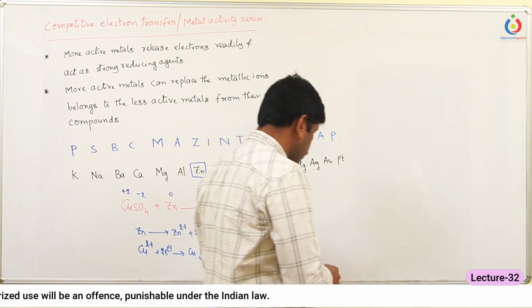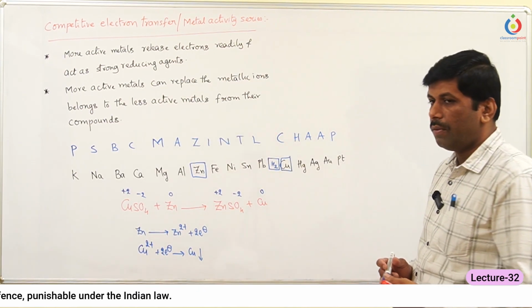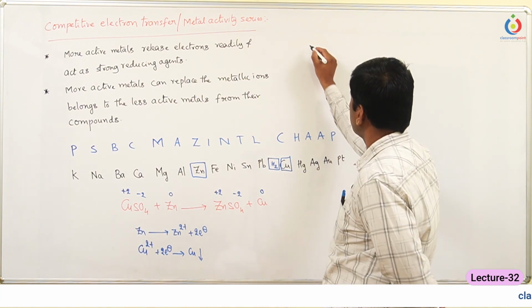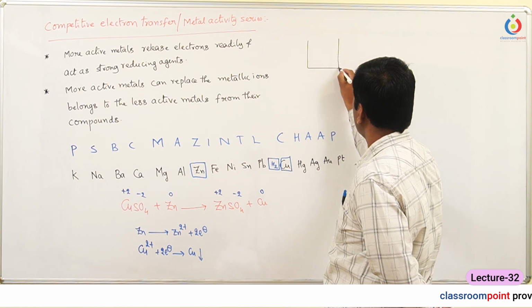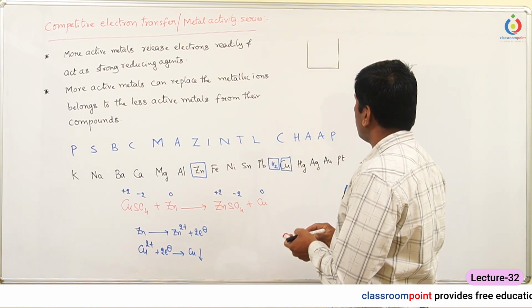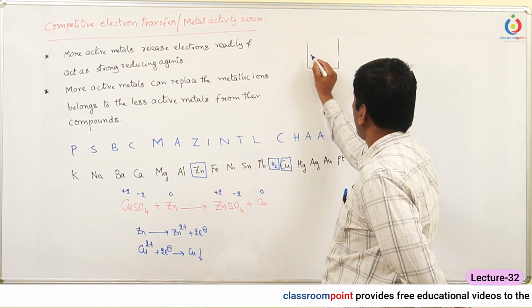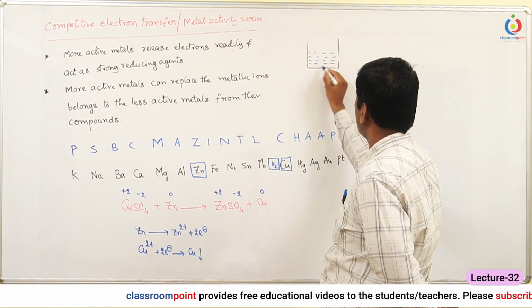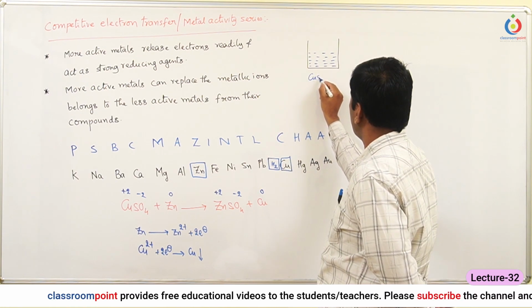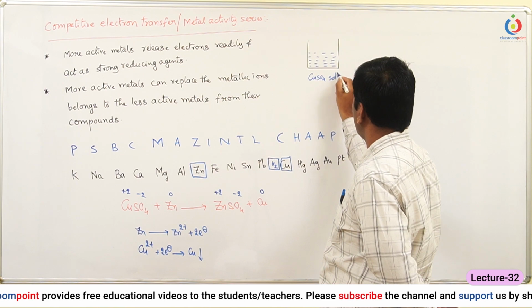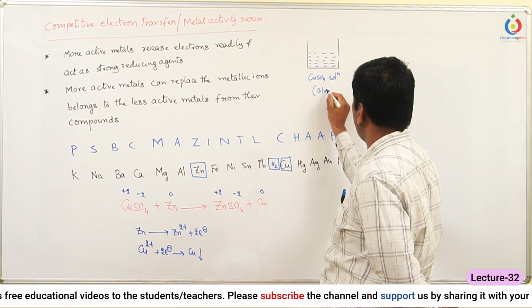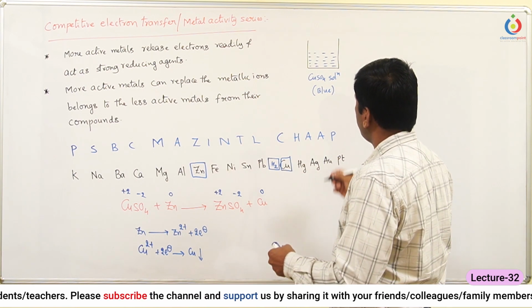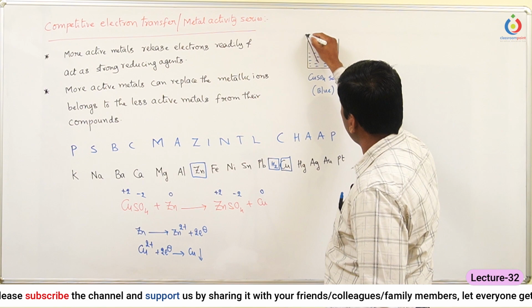Then how to understand this one? By testing this zinc sulfate and copper sulfate. So let us take the one beaker in which take the copper sulfate solution. This copper sulfate solution is blue in color, and to this add the zinc metal strip.